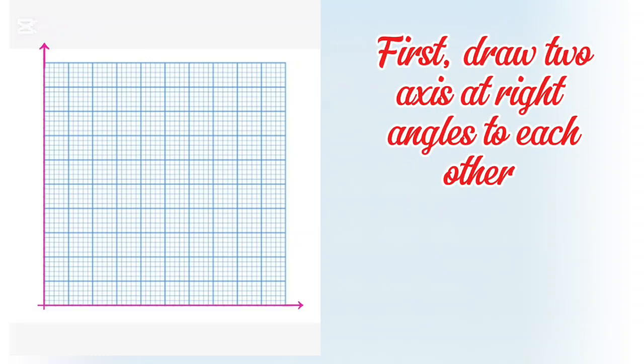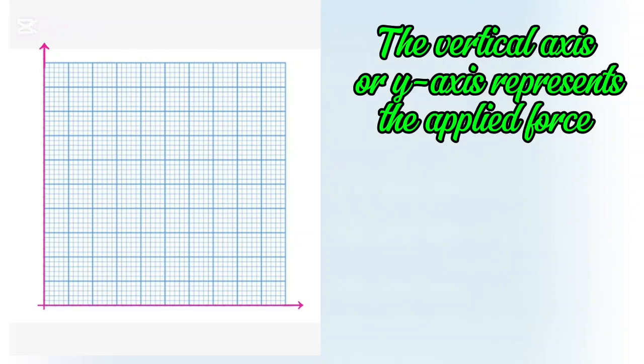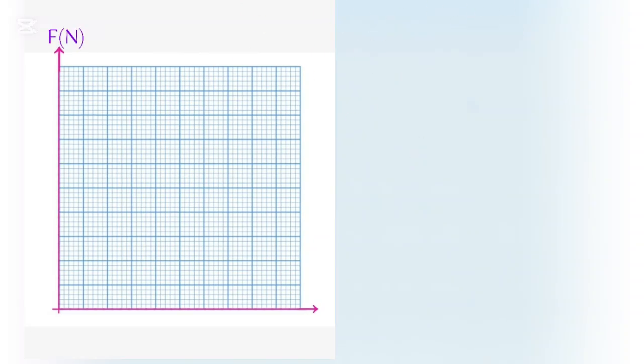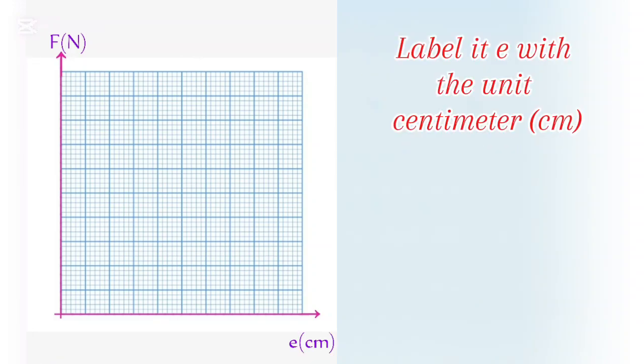First, draw two axes at right angles to each other. The vertical axis or y-axis represents the applied force. Label it F. Include the unit in bracket, Newton, capital letter N in bracket. The horizontal axis or x-axis represents the extension. Label it E with the unit centimeter, cm in bracket.